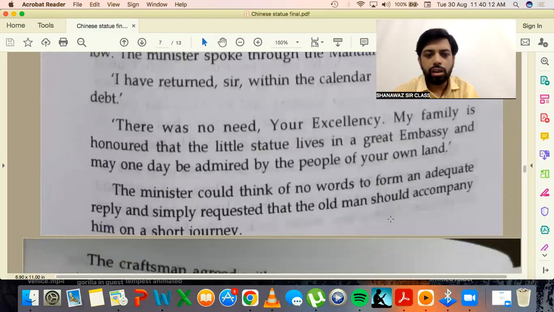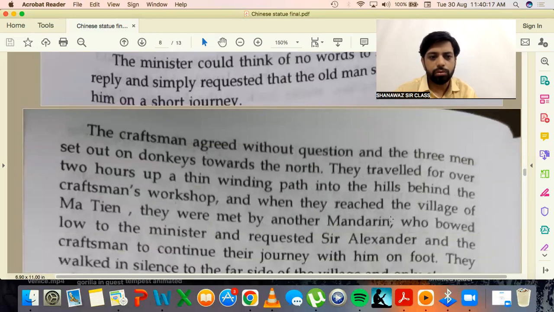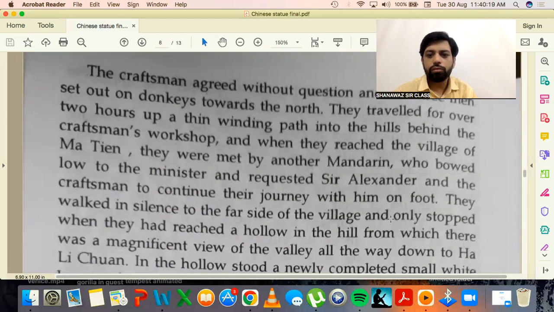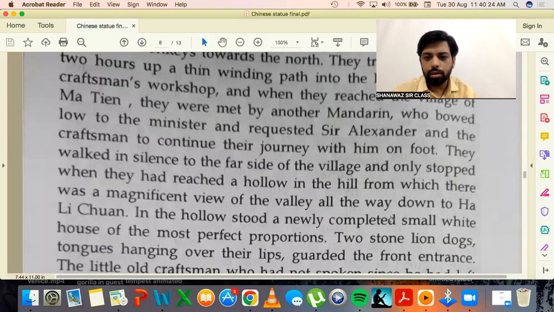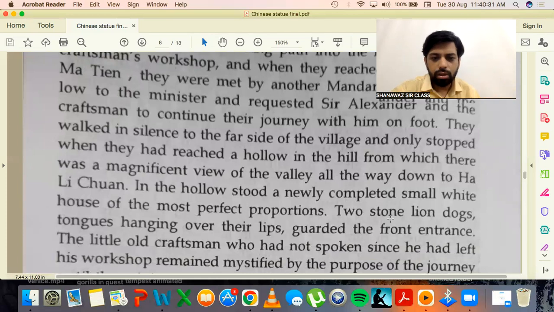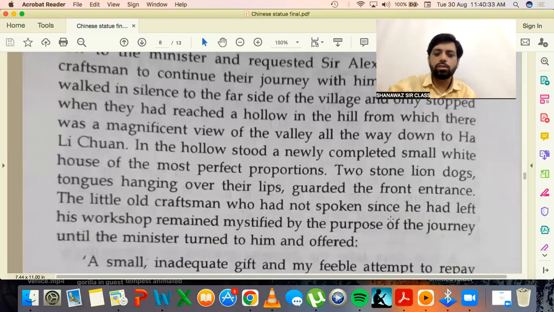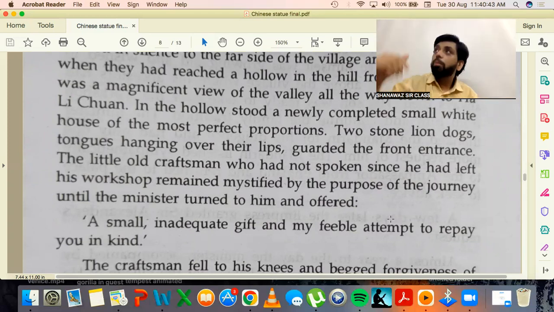So the minister could not think of any word. So they kept on walking till the top of the mountain. And there, at the foot of the hill, they had already made a small house where there was a design of two stone lions, very beautiful, and then they showed it and said, "This is the small inadequate gift." Pointing to the house, Sir Alexander Heathcote said to the Chinese man, "Since you gave me this Chinese statue, from my side this is a small gift, please accept it."